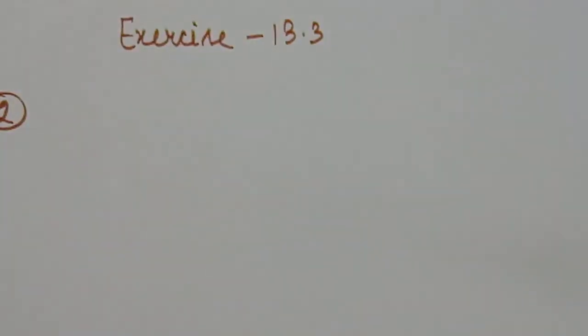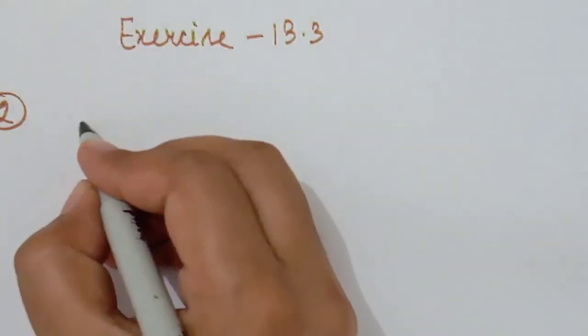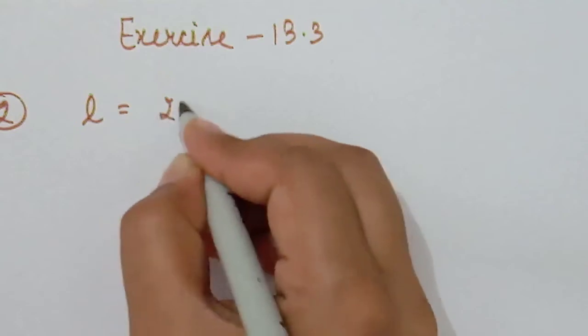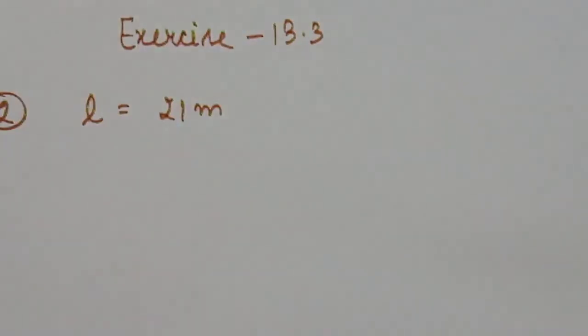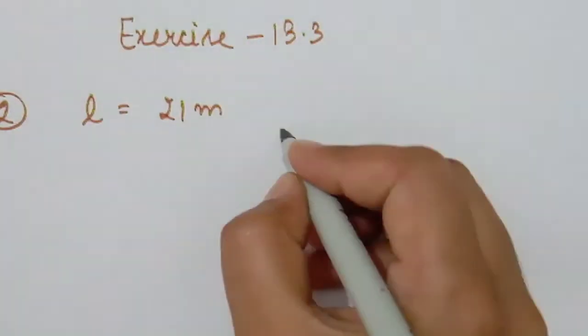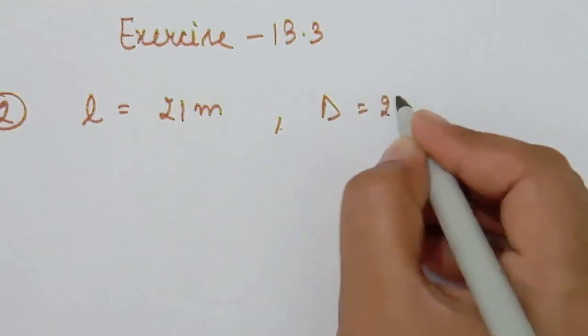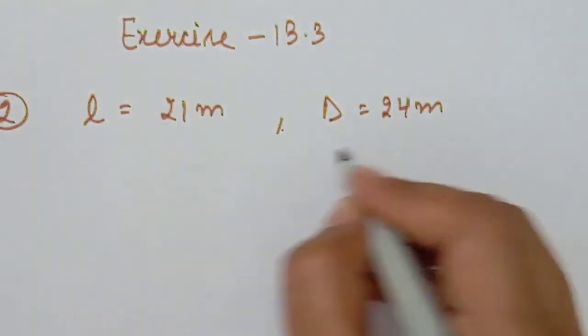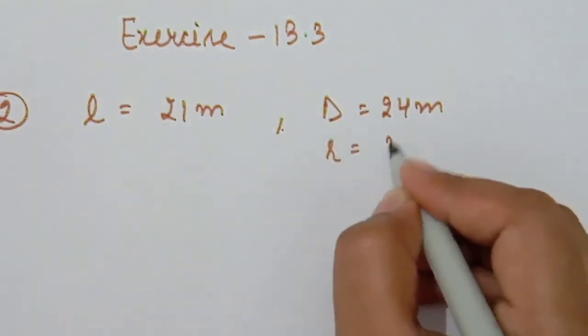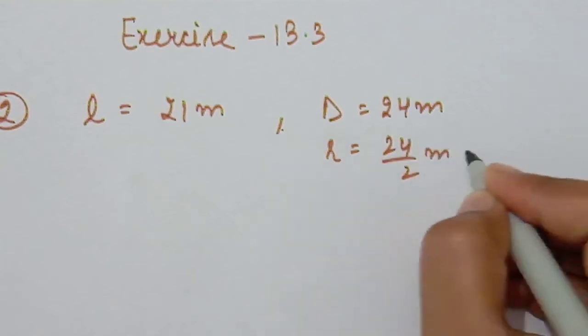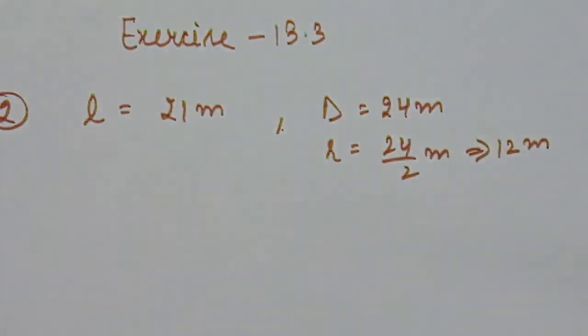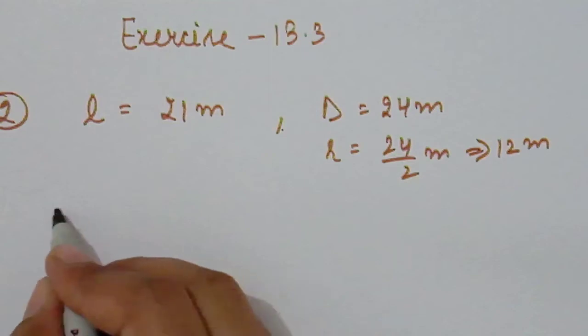In question number 2, find the total surface area of the cone if the slant height L is 21 meter and the diameter of the base D is 24 meter. D is 24, then R is equal to half of the diameter, which means 12 meter. Find the total surface area.